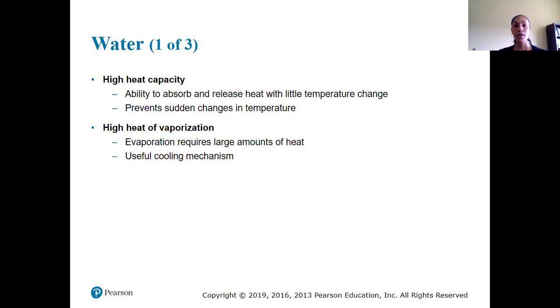Another property of water that you want to know is that it has a very high heat of vaporization. This means that in order for water to evaporate, it's going to require large amounts of heat. This is useful when our body is cooling itself down.